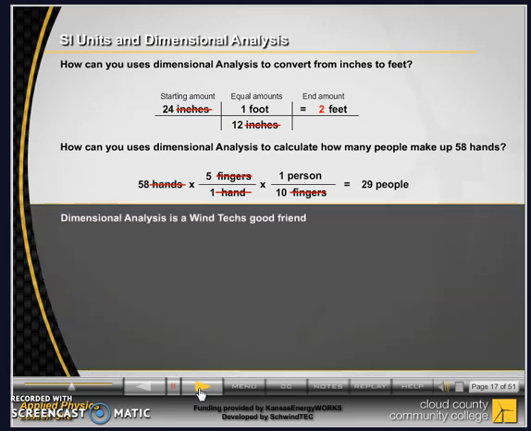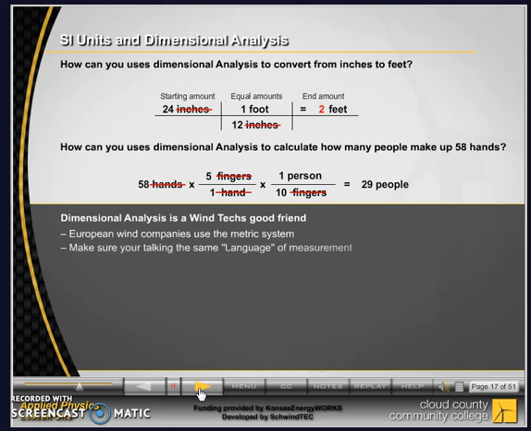Dimensional analysis is a wind tech's good friend. With European wind companies using the metric system, there is no telling how many times you might need to use dimensional analysis to make sure you're talking the same language of measurement.